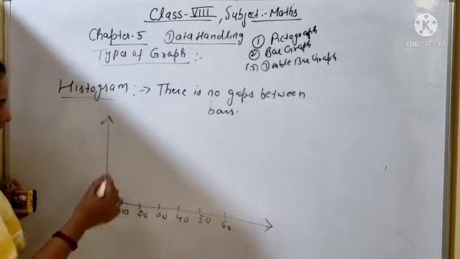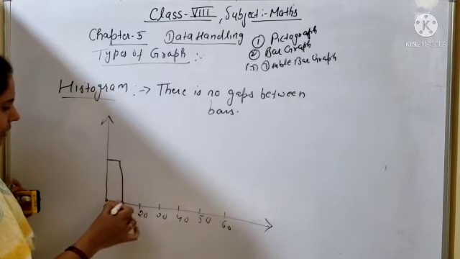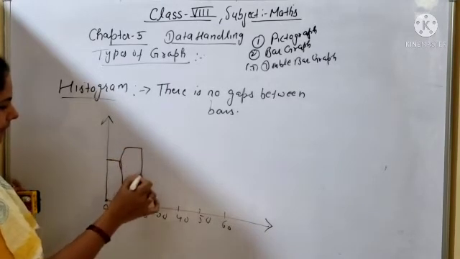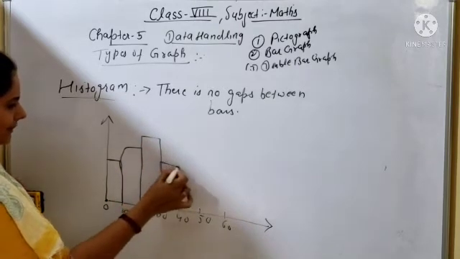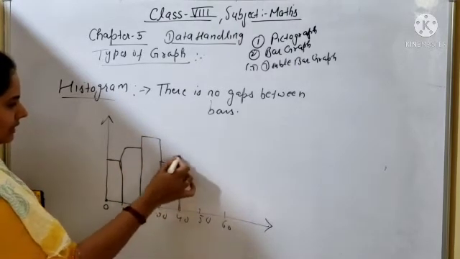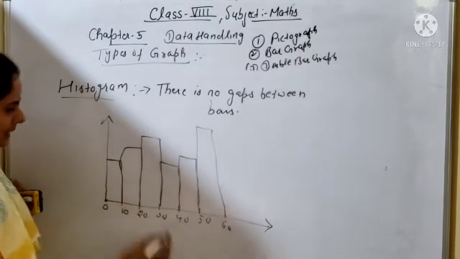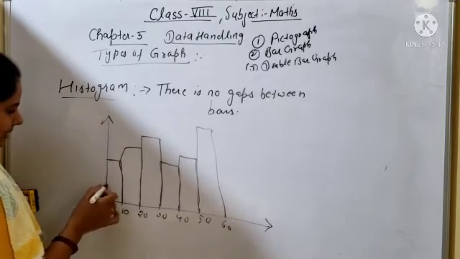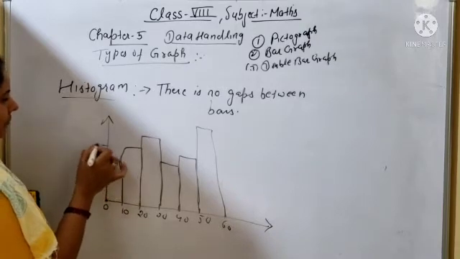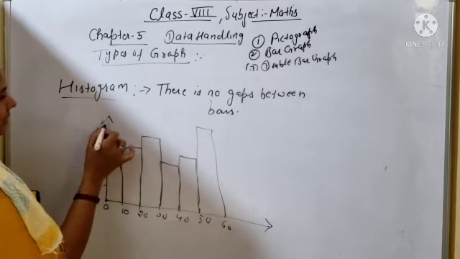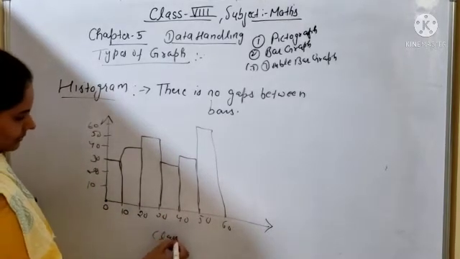So how will you draw the histogram? Like that. You draw from 0 to 10, 10 to 20, 20 to 30, 30 to 40, 40 to 50, 50 to 60, like that. Here you can write the marks, for example 0, 10, 20, 30, 40, 50, 60. This is the horizontal line, and this is the class interval.